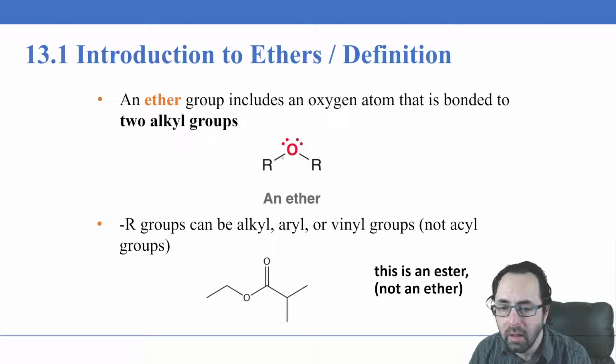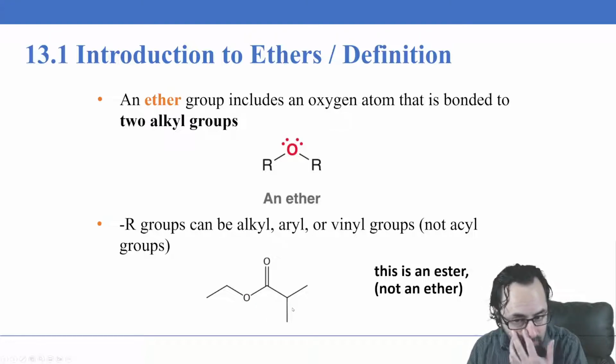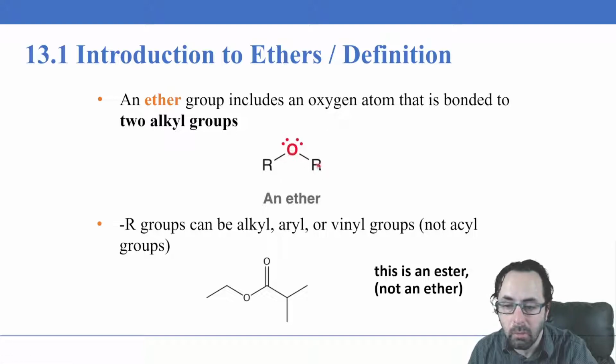Ethers are groups that include oxygen attached to two alkyl groups, so two carbon atoms. Notice that this is different from being an acyl group. Acyl groups, we'll talk about those next semester, but those are involved in esters, right, where the carbon that is attached to the oxygen is also double bonded to another oxygen. This is an ester, it's not an ether. It will behave chemically very, very differently. So we're talking here about ethers, oxygen bonded to two other carbon atoms without a carbonyl next to it.